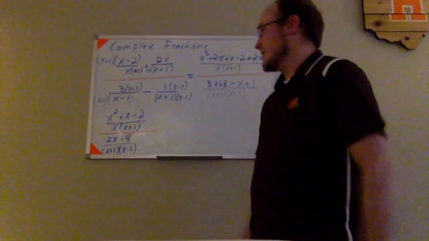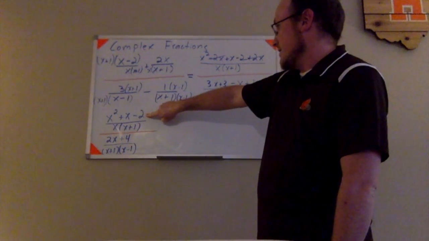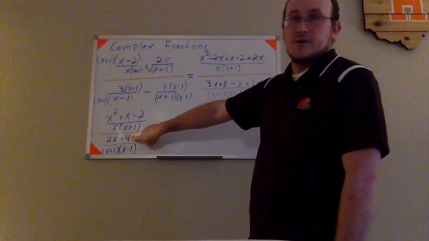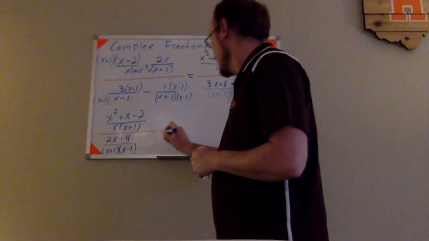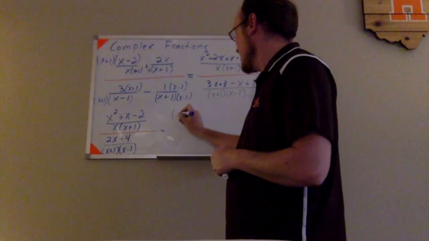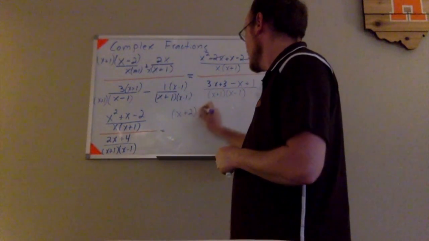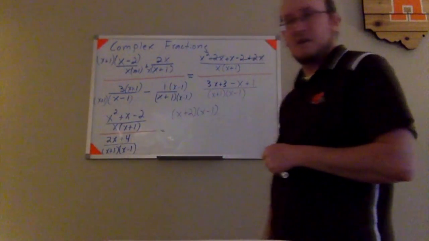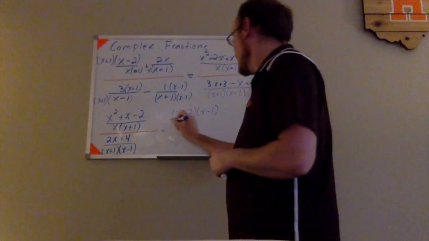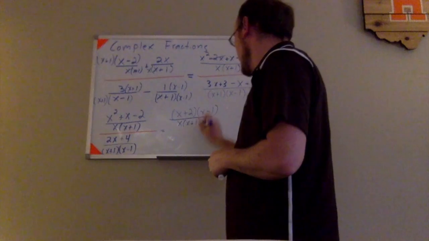I have some factoring I can do still, so I can actually factor this numerator a bit here, and I can factor this numerator a bit here. So I'm going to go ahead and do that next. Factoring the numerator here, I would have x plus 2 times x minus 1. I needed two numbers that multiplied to negative 2 and added up to positive 1. All that was over x times x plus 1.